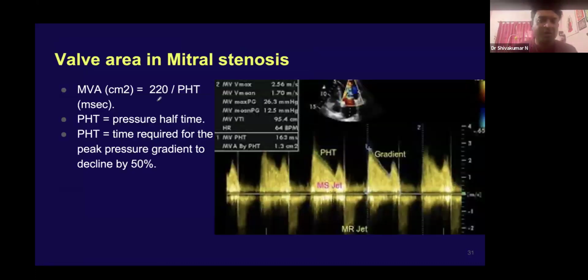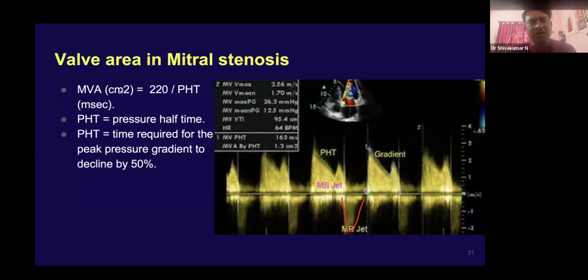You can measure the mitral valve area using the formula over here, 220 divided by pressure half time. So this is the waveform across the mitral valve in continuous wave Doppler. The MR jet is over here. Pressure half time is the time required for the peak gradient to reduce by 50%. So you can see over here, from the peak gradient to reduce by 50%, what is the time required? The machine will give you the time. If you know the time, there's a method to measure the valve area in mitral stenosis.